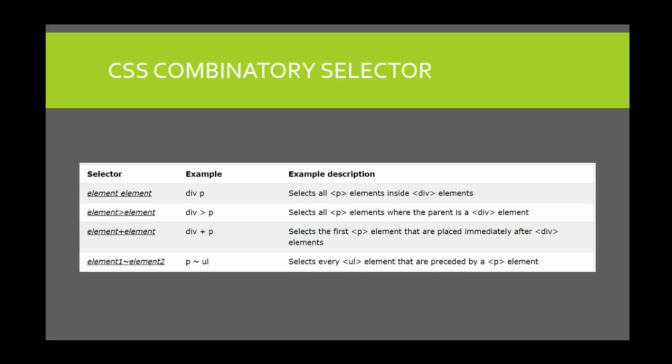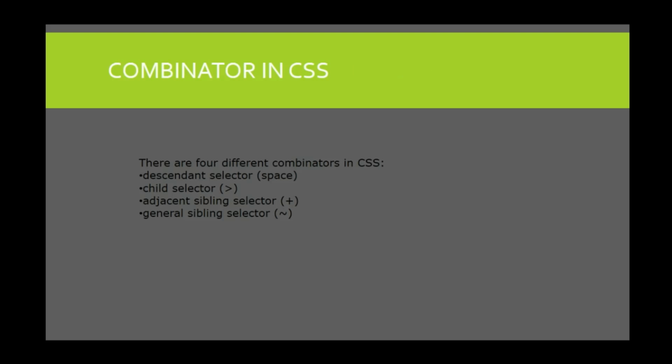And then another one, element tilde element 2. Using this symbol, P tilde UL selects every UL element that is preceded by a P element. So this is how we can use the CSS combinator selector.